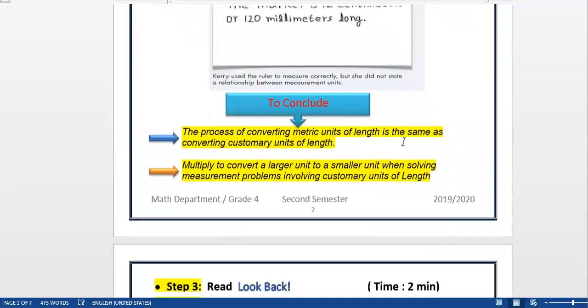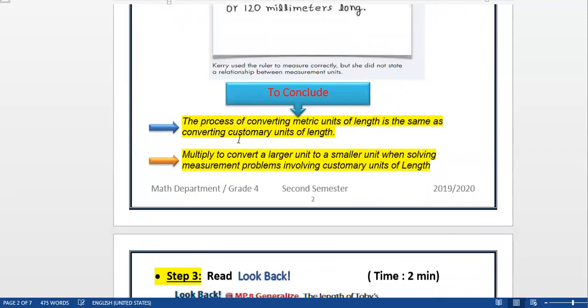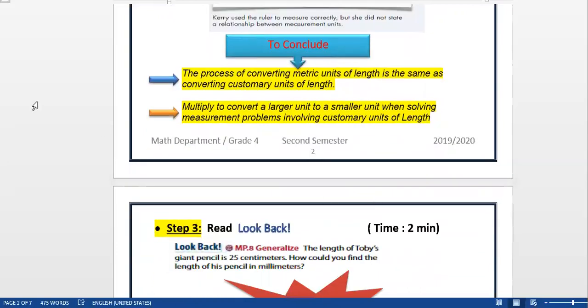Okay, so to conclude, the process of converting metric units of length is the same as converting customary units of length. Why is it the same? Because we need to multiply to convert a larger unit to a smaller unit when solving measurement problems involving customary units of length. We need to multiply, and we need to divide if we convert from a smaller unit to a larger unit.